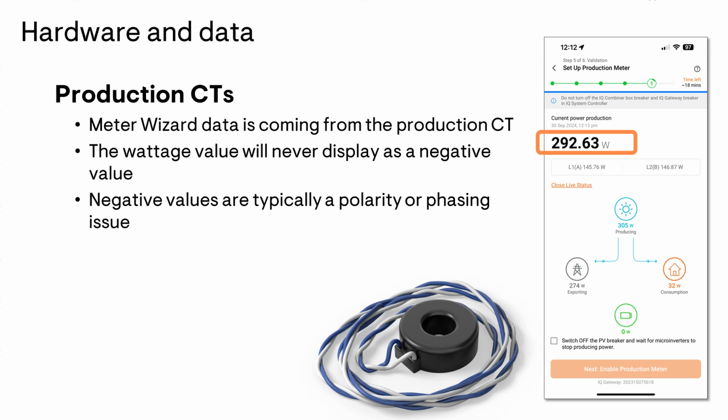In the production CT setup of the Meter Wizard, the current power production data that is displayed on the screen is coming from the measured current from the production CT. The gateway is measuring the current from any wire that is routed through the middle of that production CT. The gateway will then measure voltage from the same phase line and display the calculation as wattage. This value will never be a negative number if installed and wired correctly. Remember that the conductors that are routed through the production CT are going to be the line 1 conductor from each of the PV branch circuits. The key takeaway here is that the data under the current power production is coming from the production CT.